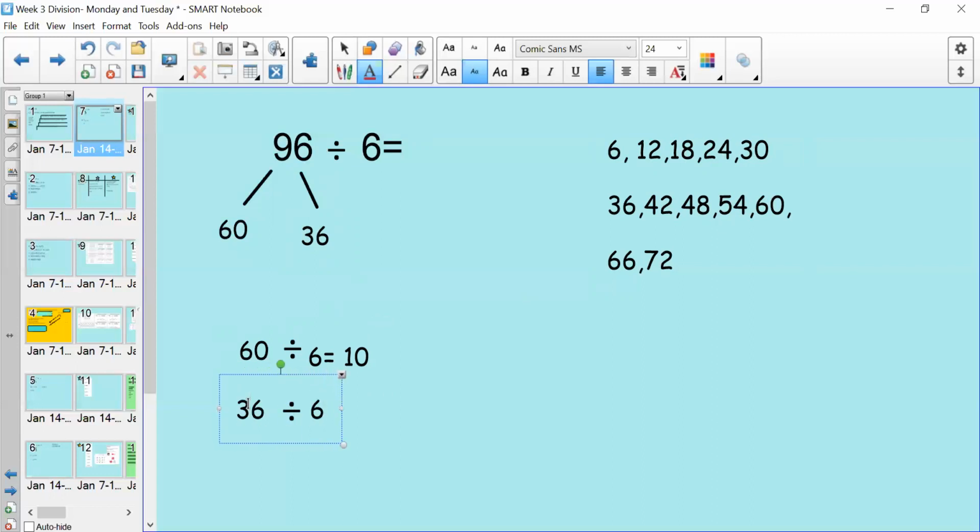Okay, then the next number, so 36 divided by 6. And also from our multiplication knowledge or counting in multiples, we know that 6 times 6 is 36. Therefore, 36 divided by 6 will be 6. Okay, then before we can get our answer, we need to add these two numbers together. And we can definitely do that mentally. So 10 plus 6 is 16.